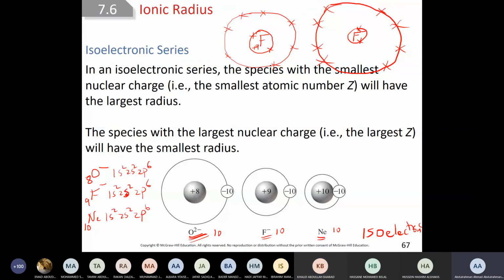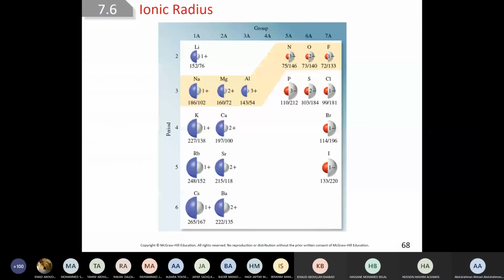But this is attracted by 8 protons. This is attracted by 9 protons. This is attracted by 10 protons. Which one will be attracted more, neon or oxygen? Neon. If they are attracted more, which one is smaller in size? Neon. Is this clear? Yes.